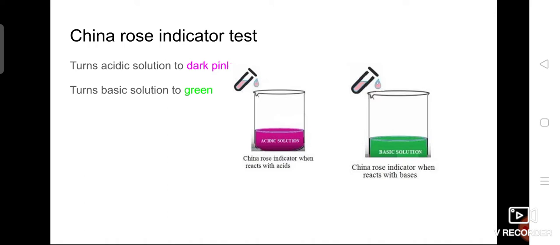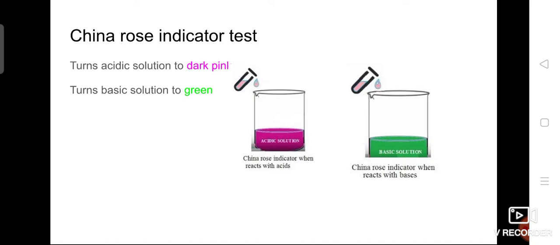What happens is, if you take a China rose solution, which is a reddish color solution, the natural China rose indicator is a reddish color solution. Now in that solution, we have to put a few drops of acidic solution. Imagine you have a China rose indicator, and I am going to give one more solution, an acidic solution. So when the acidic solution is mixed with the indicator, what happened? That acidic solution turns the indicator dark pink in color.